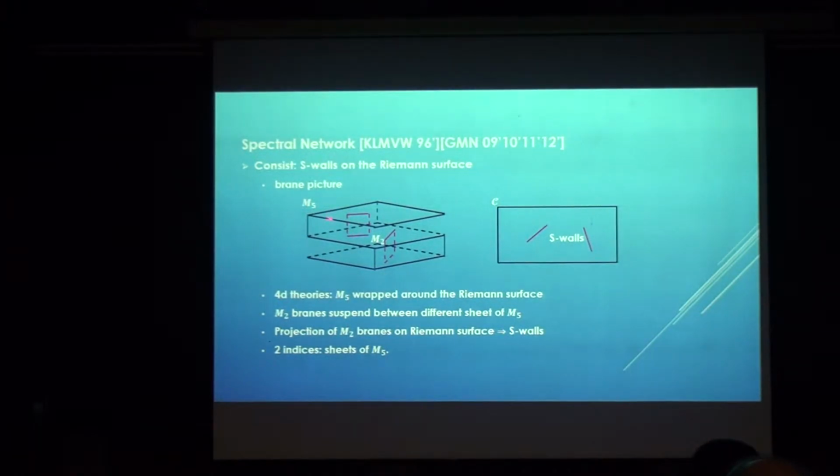And if we project these M2 branes on the Riemann surface, an M2 brane looks like a one-dimensional object, one-dimensional walls, which we call S-walls. And this S-wall, by definition, has two indices, because each M2 brane is connected to two branches of unfibering. So we have one index dedicated to one branch, and the other index dedicated to the other branch.